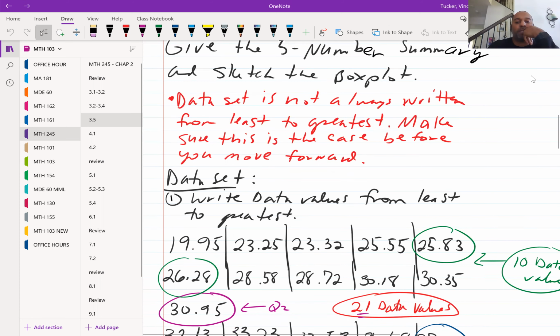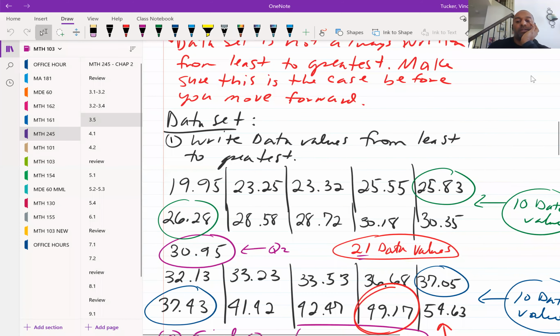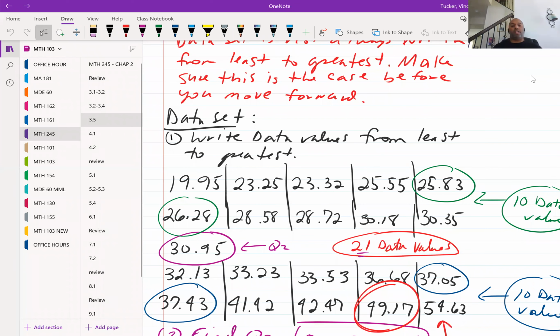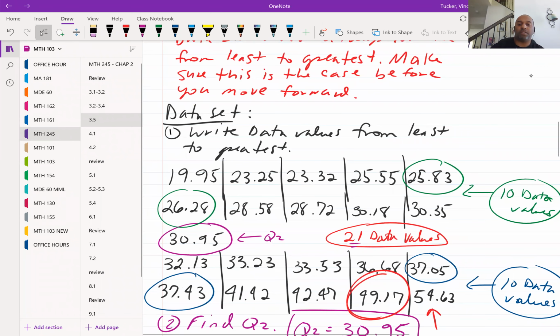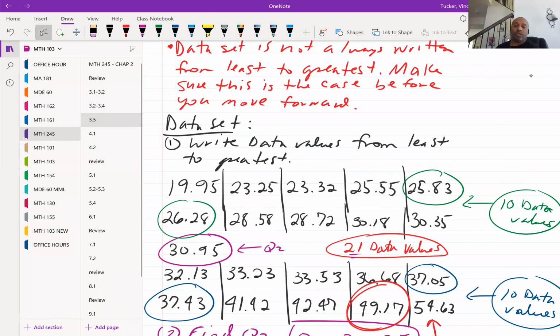All right, so first step is to write the data set from least to greatest. That's what I did here. Once again, I broke up my data set into halves. I have 21 data values. So I did 10, the one in the middle, and then the other 10. So they give me 10 data values in my first half of data, 10 data values in my second half of data. Then I have one that's sitting in the middle.